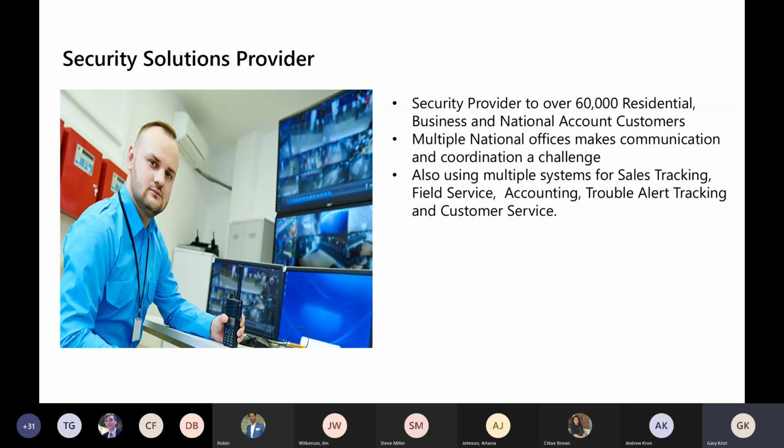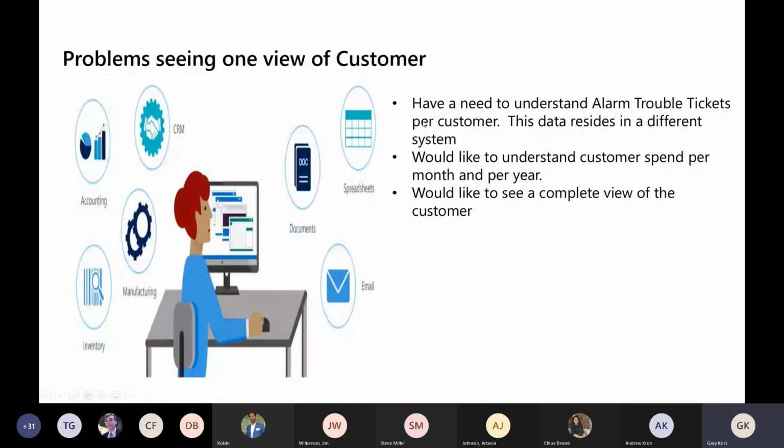And the data did not mix, and they had no visibility into, for instance, their accounting system or the trouble alert tracking system to really understand any of that data. So again, they had problems seeing one view of the customer. They were not able to see customer spend because the accounting sat in another system, so they had no visibility into month or year. They also had no visibility into how many tickets there were. How many times did the alarm go off? Were they false alarms? Were they real issues? What were they? How were they resolved?